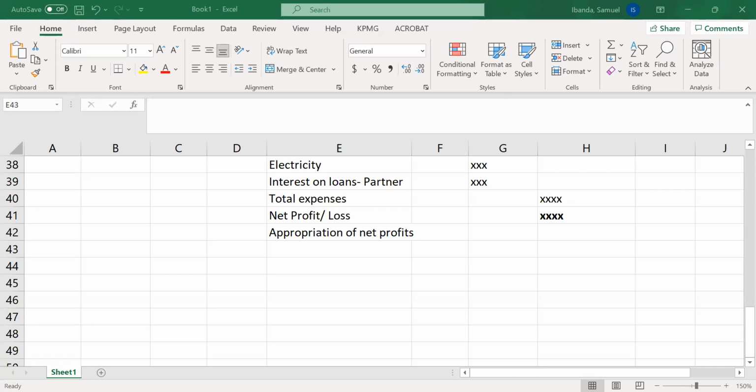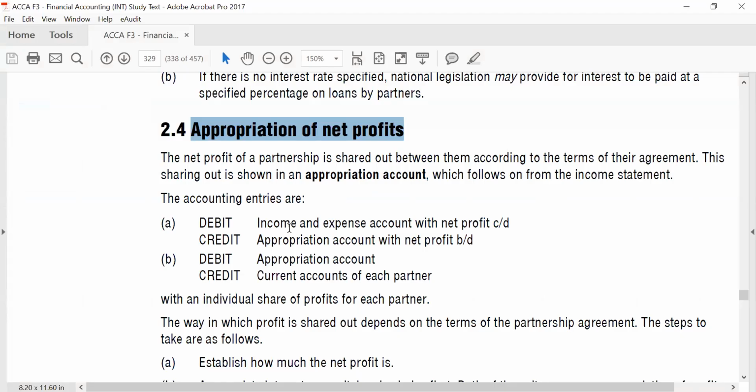We are now going to look at aspects of, do we have any debit entries? Do we have any credit entries? So maybe just to get back to this screen again. So they're telling us that, of course, appropriation is more of sharing profits. So they're giving us some accounting entries here. They're telling us that we have cases where we debit our income and expense account with a net profit. Of course, we see the net profit that we have gotten, and then credit our appropriation account.